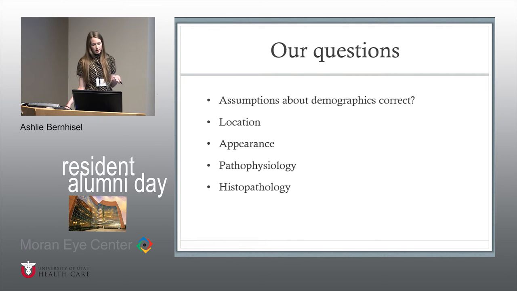Where are these occurring around the eye? What do they look like? Do we know anything about the pathophysiology, or does anybody know? And what about the histopathology?